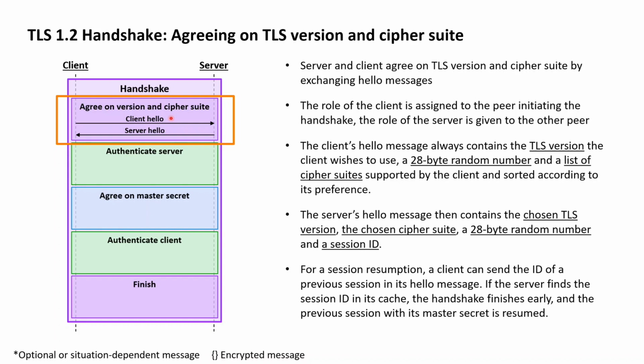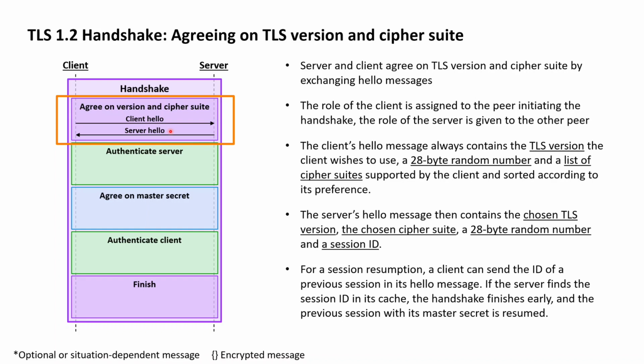Once the server receives the hello message of the client, the server responds with a hello message of its own. For this, the server first chooses the TLS version to use for the session, chooses a cipher suite from the set of cipher suites offered by the client, and freshly generates a 28-byte random number itself. The chosen TLS version, the chosen cipher suite, the 28-byte random number, together with a session ID, is then returned to the client with the server hello message.